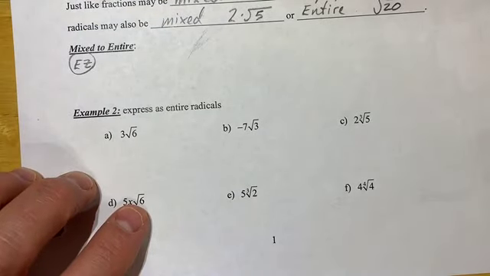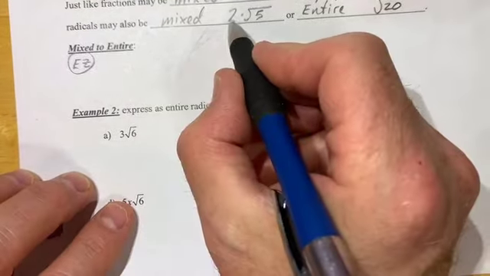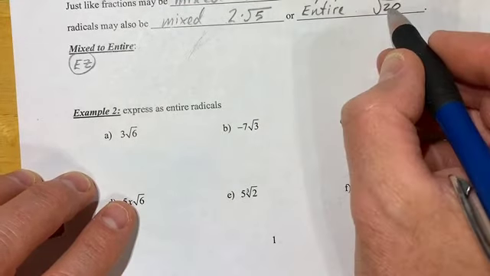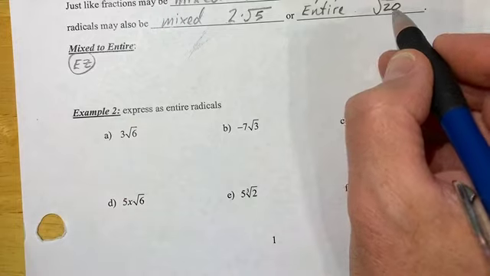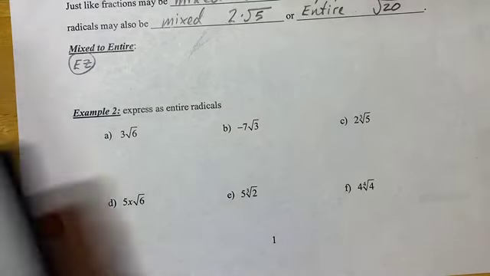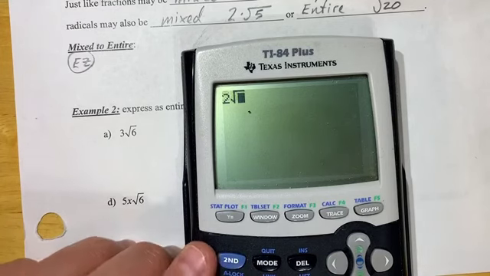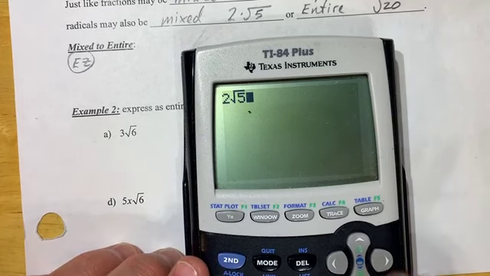Okay, so here's what we're going to do. I'm going to square this first number. 2 times 2 is 4, and multiply it in. 4 times 5 is 20. There we go. They're the exact same thing. Watch. Let's try this out. 2 times the square root of 5, which is like 4.4721.